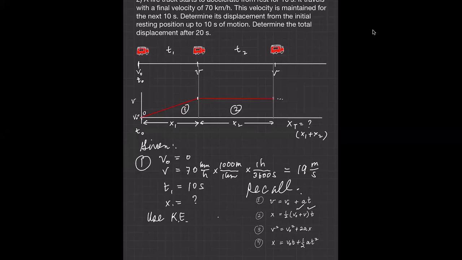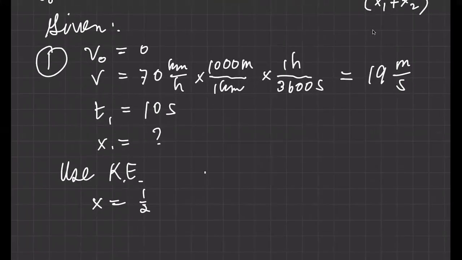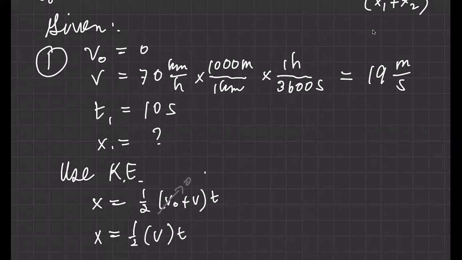Remember the kinematics equation, guys. So let's continue. Equation number 2 is x equals 1/2, let me increase the size of that, initial velocity plus final velocity times time. We know that initial velocity is 0. So that one is 0. That's now easier: 1/2 times the final velocity times time. So you just have to substitute now.